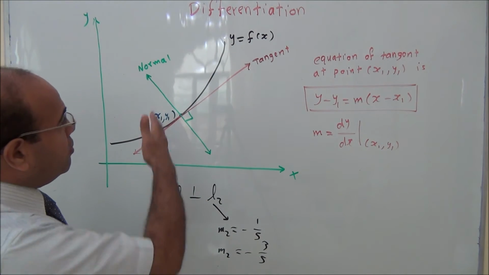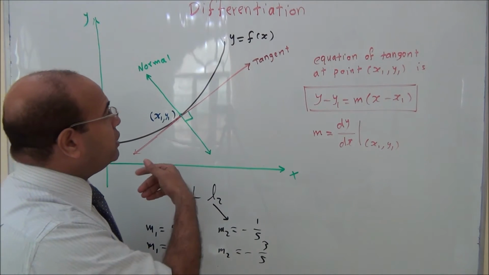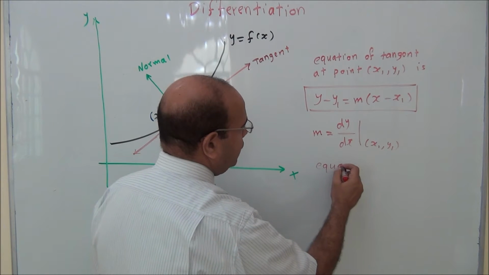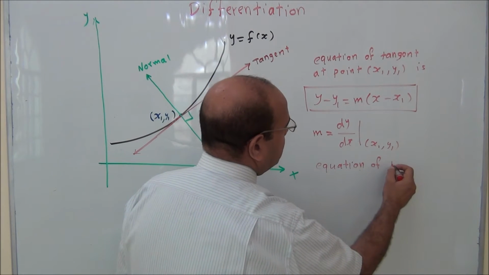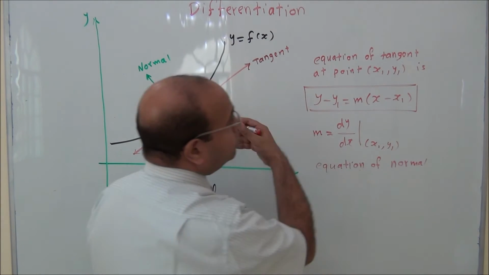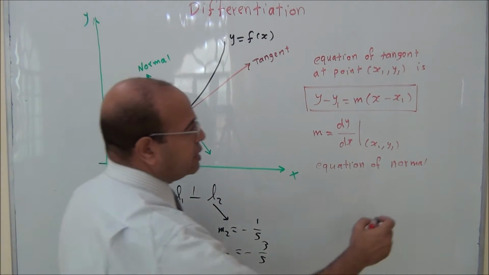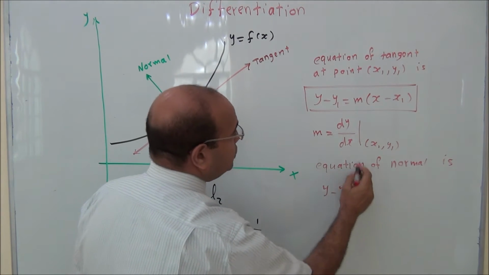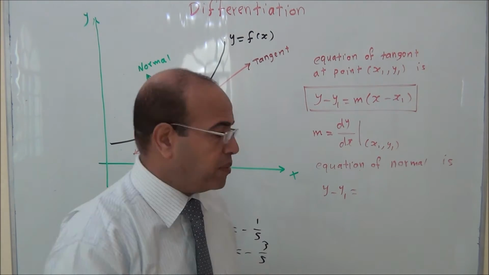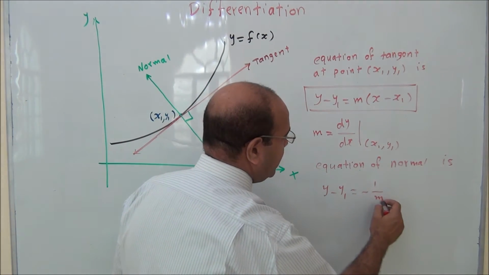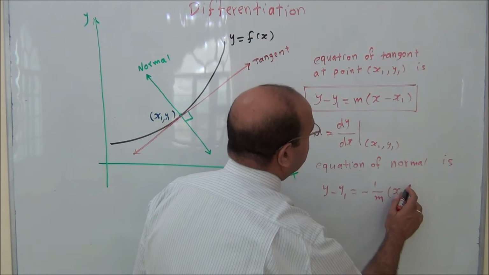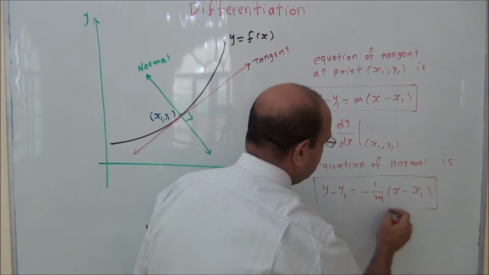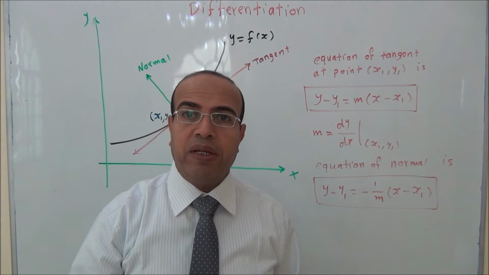So, in our equation, the equation of the normal to the curve at the point x1 and y1 is the same equation, y minus y1, but we just flip and change the sign of m. So it's negative 1 over m, times x minus x1. So this is the equation of the normal to the curve at the point x1 and y1.